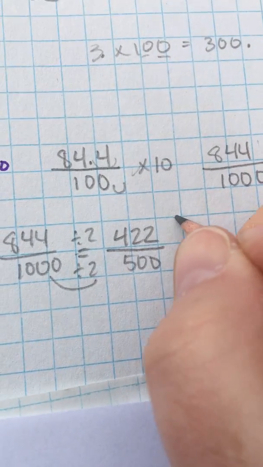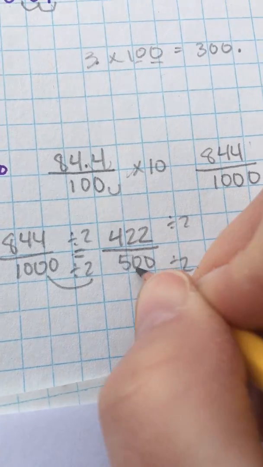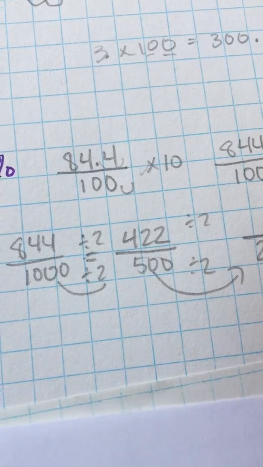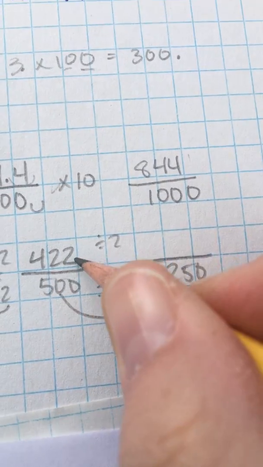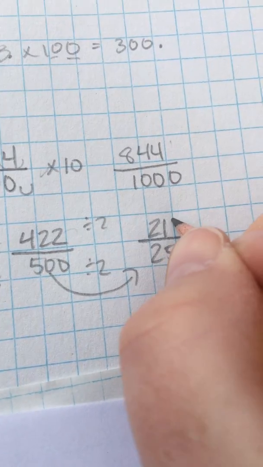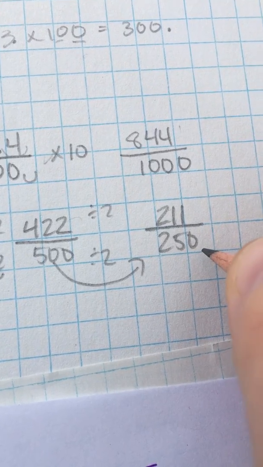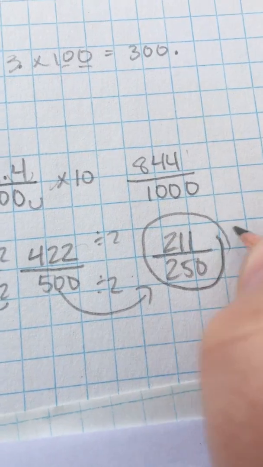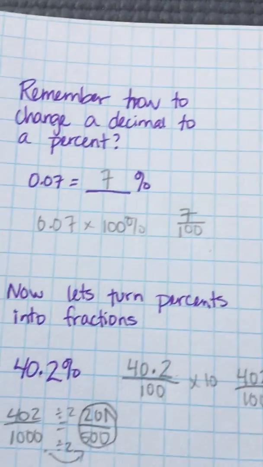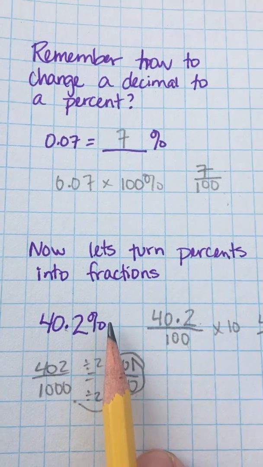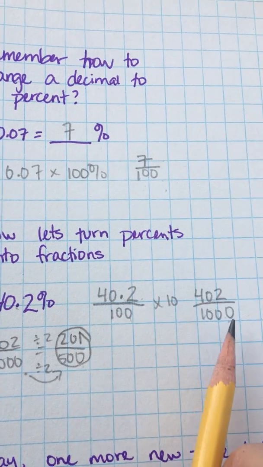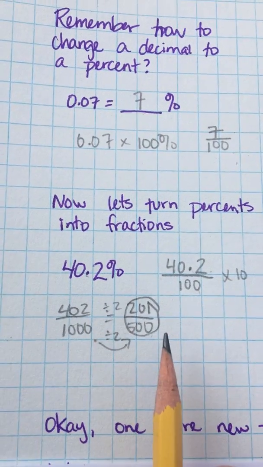I'll bet I could go another step. I'll bet I could divide by 2 again. What's half of 500? 500 divided by 2 is 250. And 422 divided by 2, still all these wonderful even numbers, right? So we get 211 over 250. And this cannot be simplified any farther, and that is our final answer. All right, so we've got an idea of how to turn percents into fractions. We just rewrite it as that fraction, get rid of any decimals as necessary, and then go ahead and simplify.